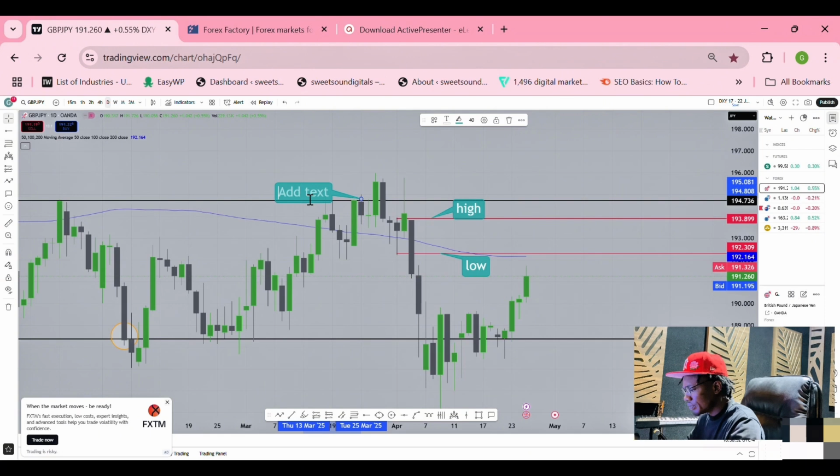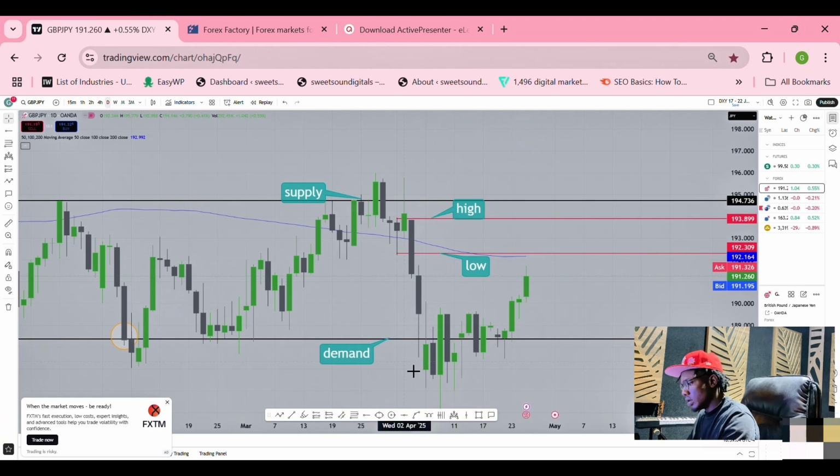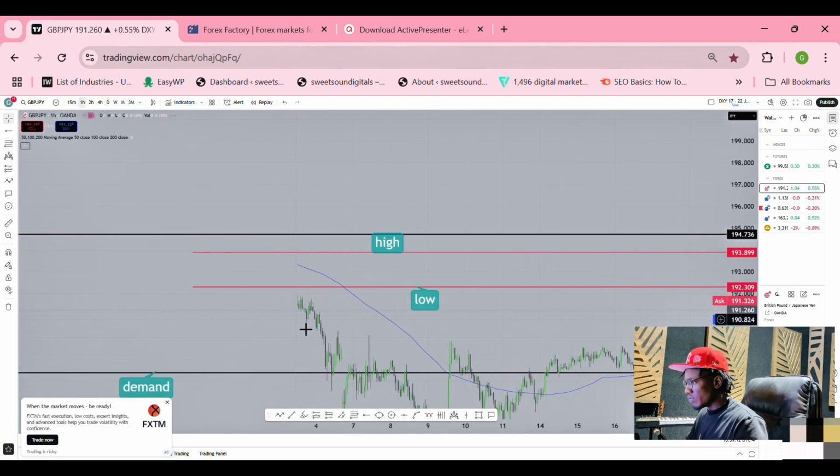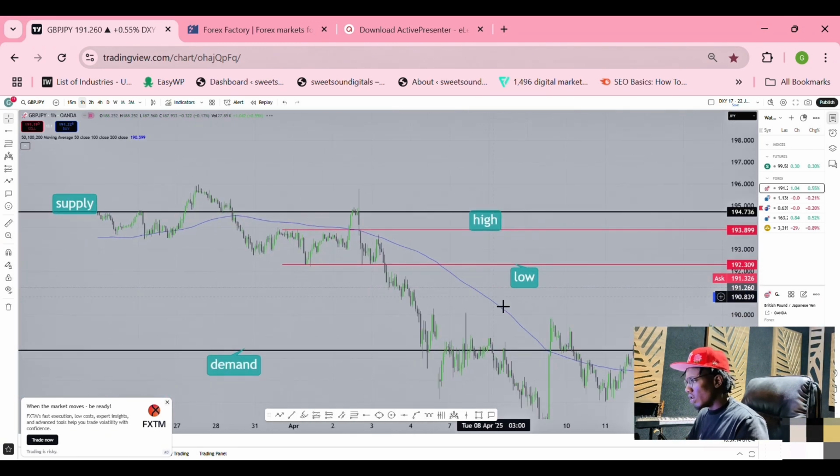This is my supply zone, and this is my demand zone. Now I've spotted my CRT candle. Now I'm going over to the 1 hour chart. Very simple. Going over to my 1 hour chart or 15 minutes.